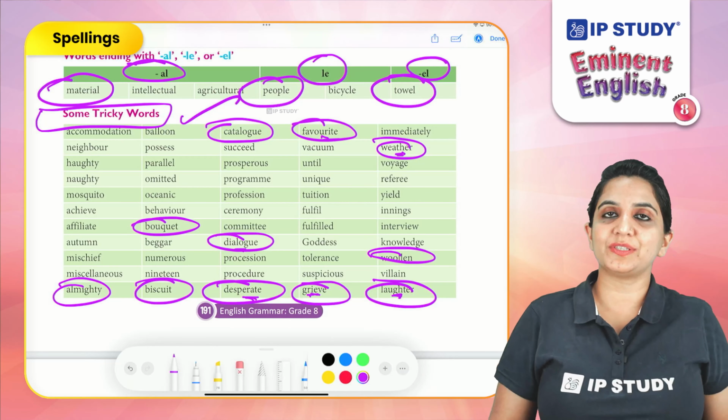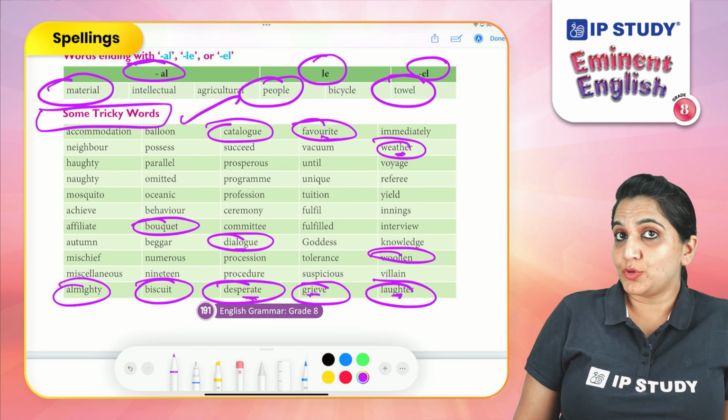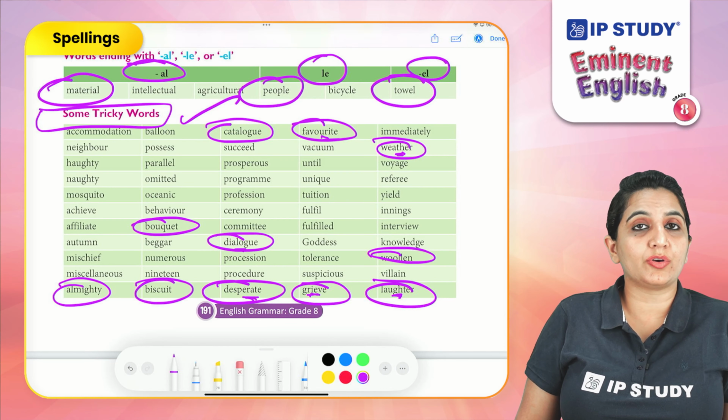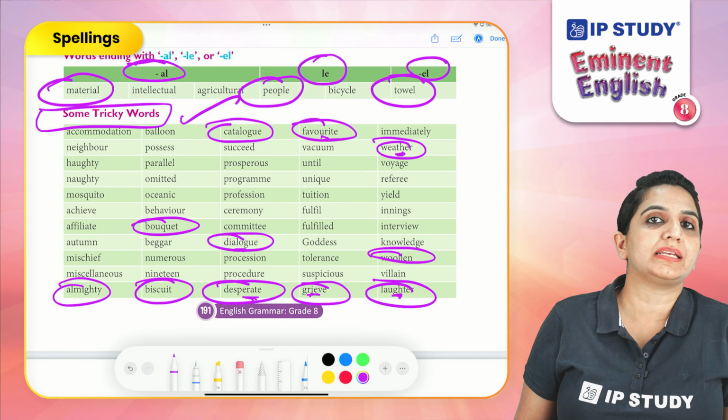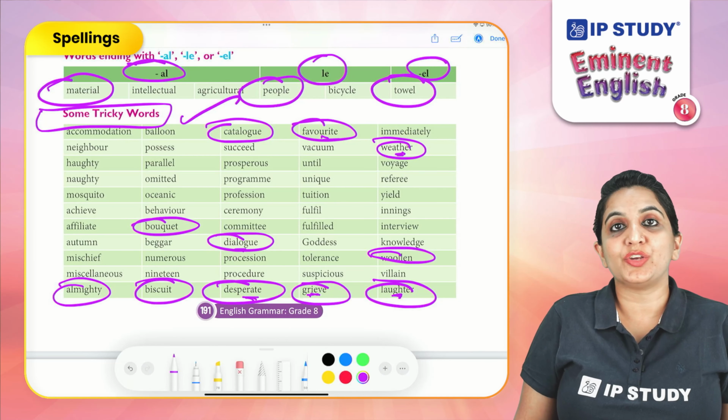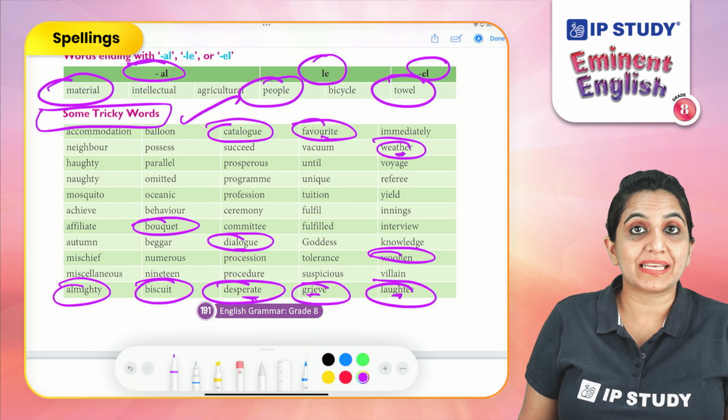That is all about spellings, and you can get more clarity on your spellings as you keep using them in your writing and in your reading and in your speaking as well.